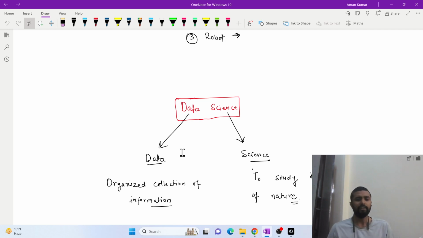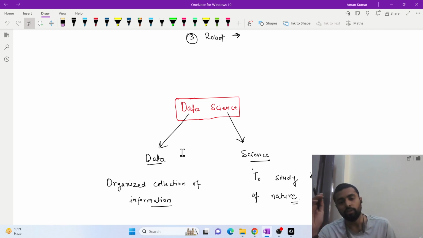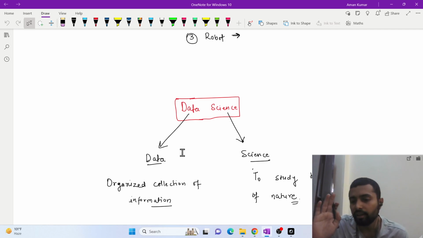Again, just think about that. When we talk about data, it means an organized collection of information. Now the second word is science. What is the meaning of science? When you hear about science, what comes to your mind?